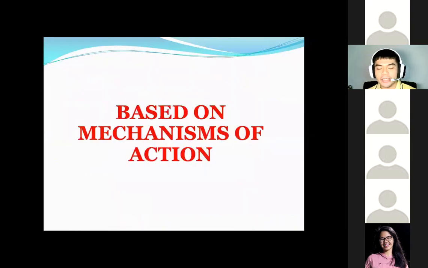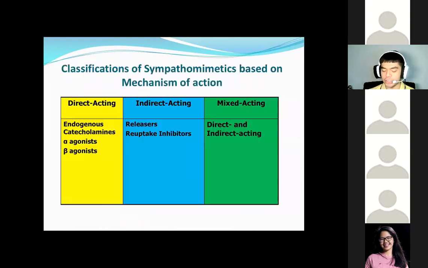So altogether guys, that's the end of classifications based on chemistry. So based on chemistry, we have catecholamines and non-catecholamines. Moving on, let us have classifications of sympathomimetics based on the mechanism of action. Guys, we have 3 classifications. Number 1, we have direct acting, indirect acting, and finally we have mixed acting sympathomimetics. So what do we mean by these classifications? So meron tayong figure that would explain that later, but for the examples muna, take note of the following.